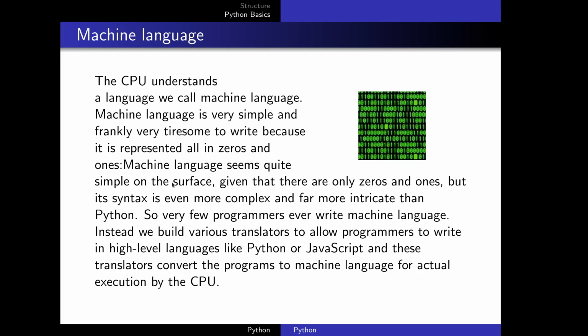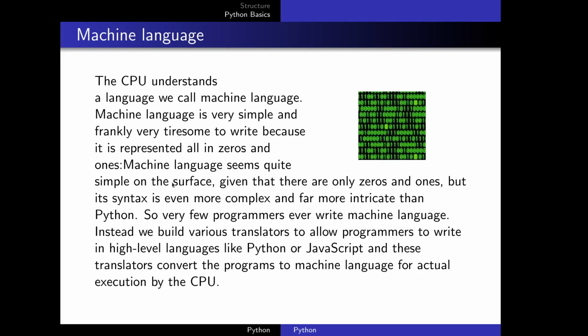The CPU understands a language that we call machine language. It's built of zeros and ones. Its syntax is complicated. It only consists of zeros and ones, so it is harder for a human programmer to understand, read, and write. Therefore, only very few programmers use machine language.